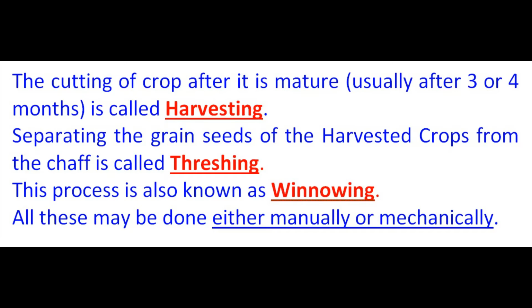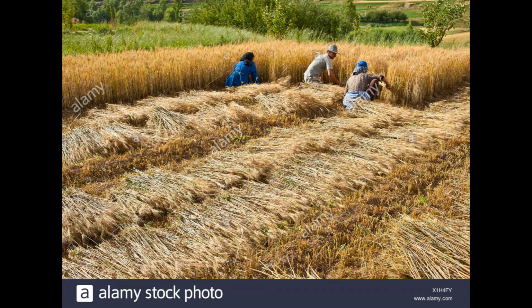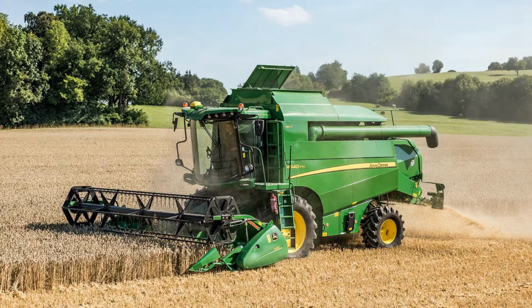This is called harvesting. Now after harvesting, separating the grain seeds from the harvested crop, separating them from the stalks, is called threshing. And another process, separating the grains from the chaff, is called winnowing. More or less both are the same process. This can be done either manually or mechanically.